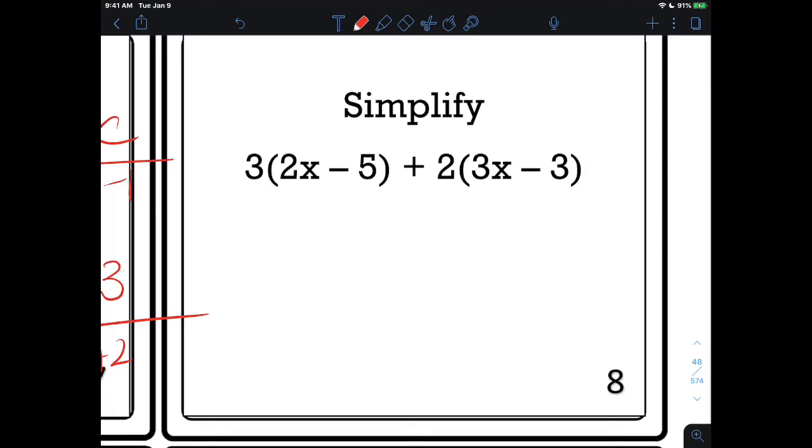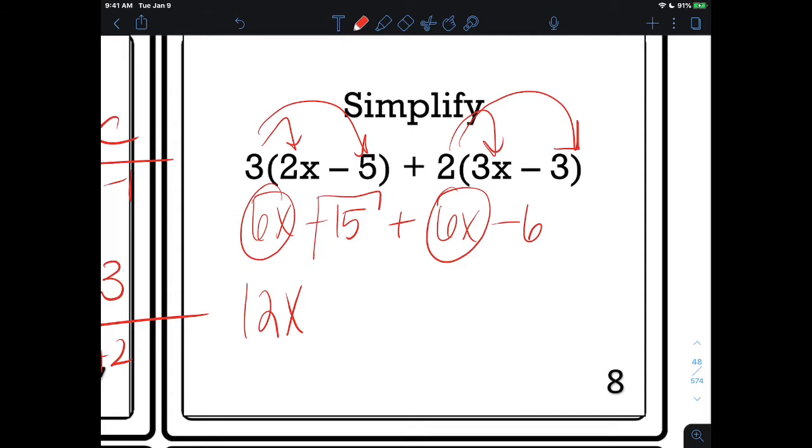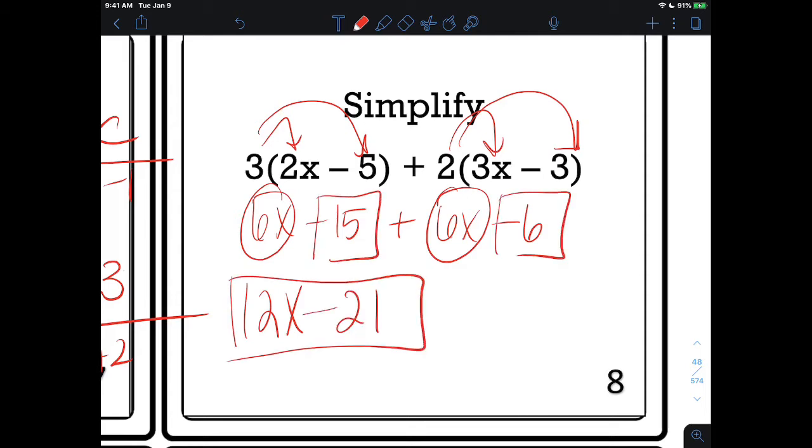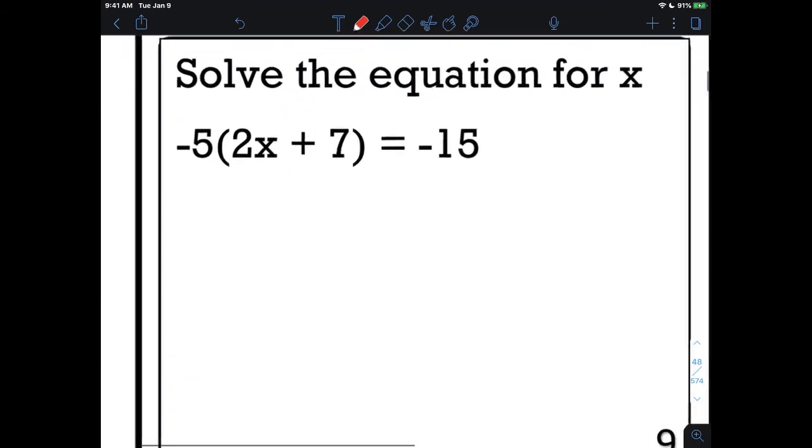Next one, simplifying again. Okay, first let's distribute. So here I would have 6x minus 15 plus 6x minus 6. Let's go ahead and combine like terms. And I'm simplified. These are super easy. All right, let's keep going.